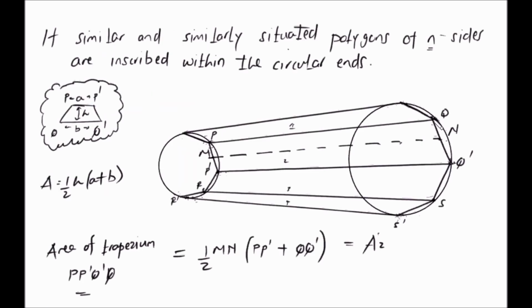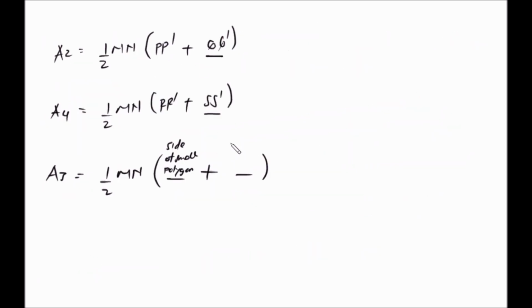So QQ dash is a side of the large polygon. And here SS dash is a side of the large polygon. For another trapezium it would also be a side of the large polygon. So here you can see that we are filling the sides of the large polygon.